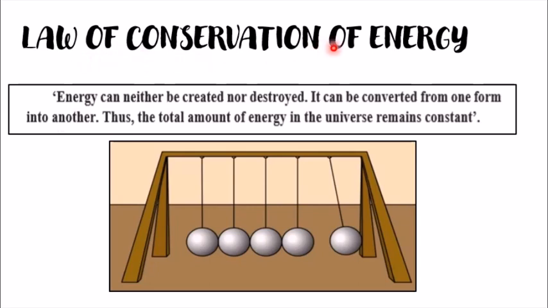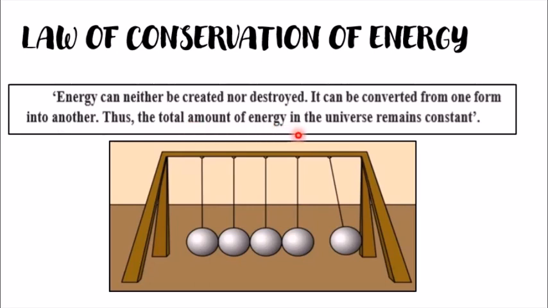So the law of conservation of energy states that energy can neither be created nor destroyed. You can neither create energy nor destroy it. ना तो तुम energy बना सकते हो ना destroy कर सकते हो. It can be converted from one form into another form. We saw that energy can be converted from one form to another form. Light was getting converted to electric, electric can be converted to light, and so on.